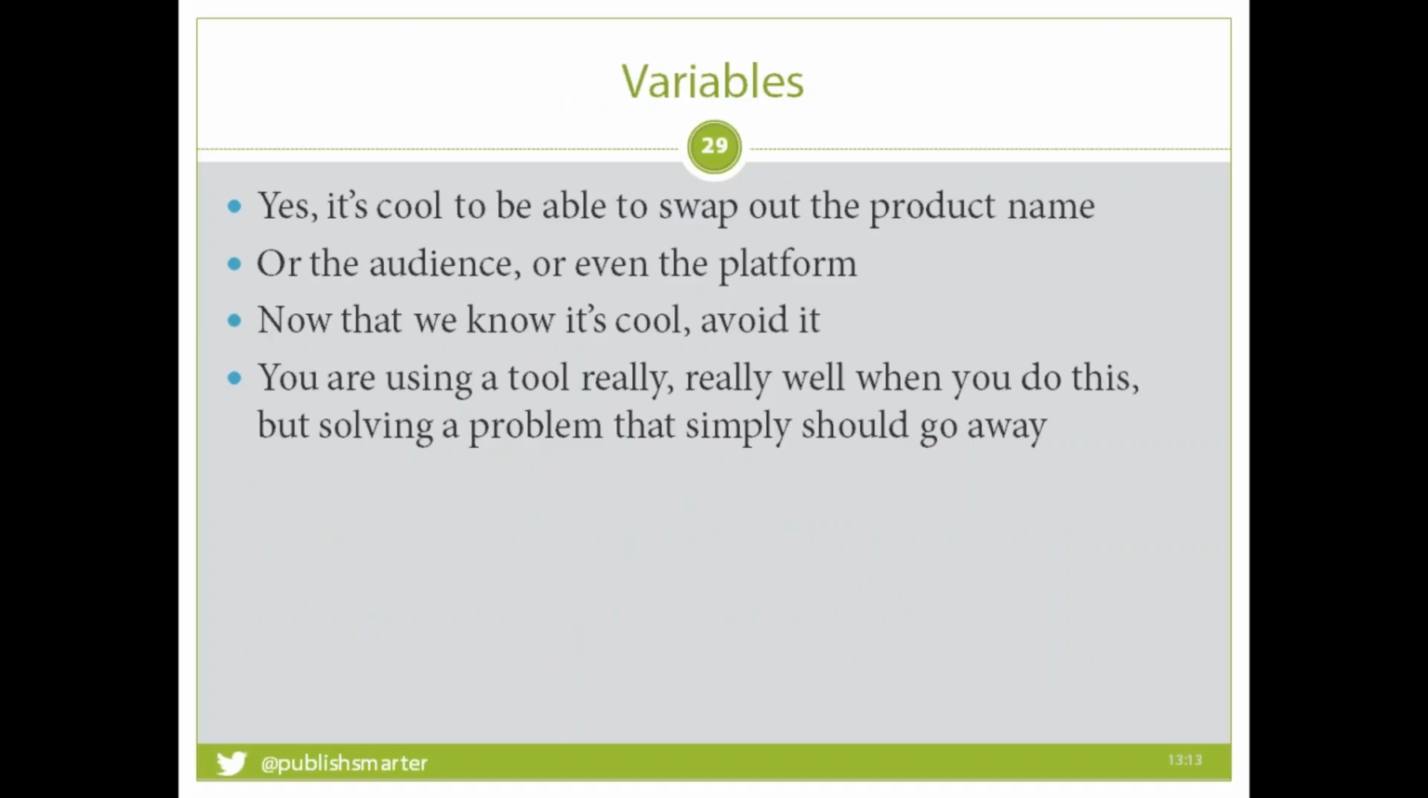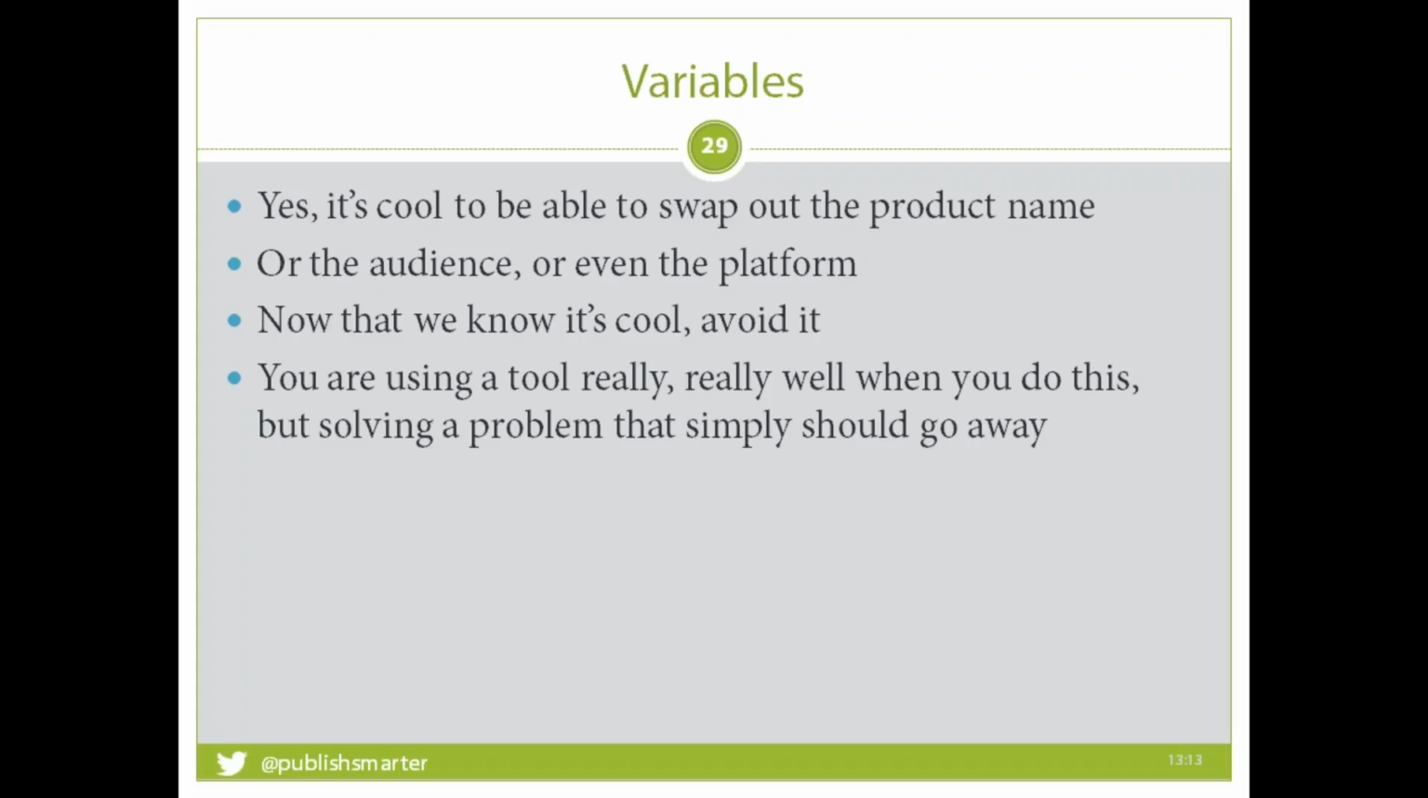Variables. Products let you swap out different names. So in Word or in FrameMaker, in Madcap, you can throw in a little snippet that says, here's the product name, I switch it, which is nice. Of course, you're putting the product name all over the place, and you should already have that identified by the guide somebody is reading. You could put in who the audience is or the platform. It's cool. Avoid all of this. If you're using a tool really, really well when you do this, great. But you're solving a problem that simply should go away.